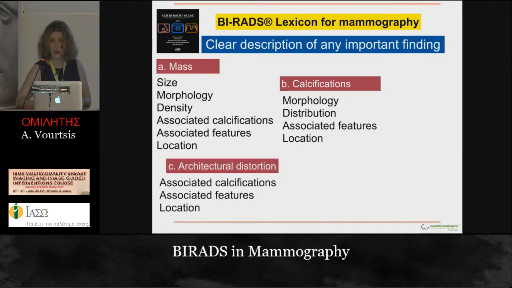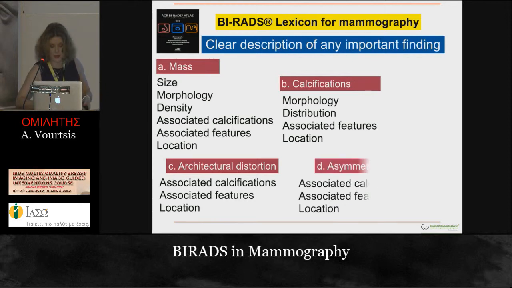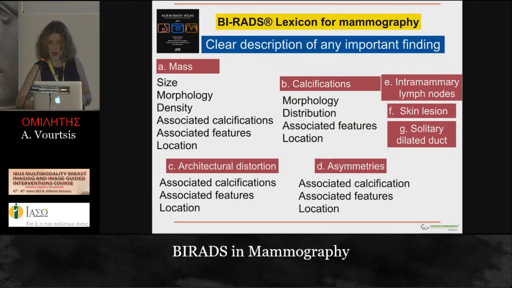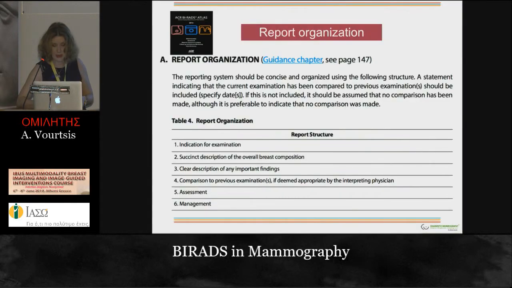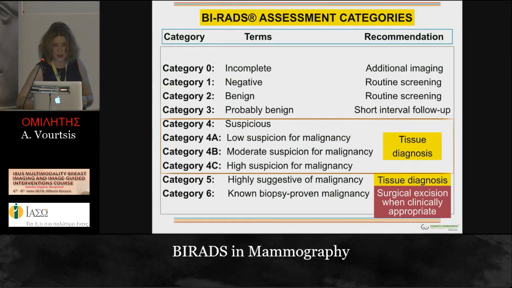So clear description of any important findings is mandatory. If you find a mass, describe all these criteria: calcifications, architectural distortions, asymmetries, intramammary lymph node, skin lesions. And we can proceed now with the BIRADS assessment categories.